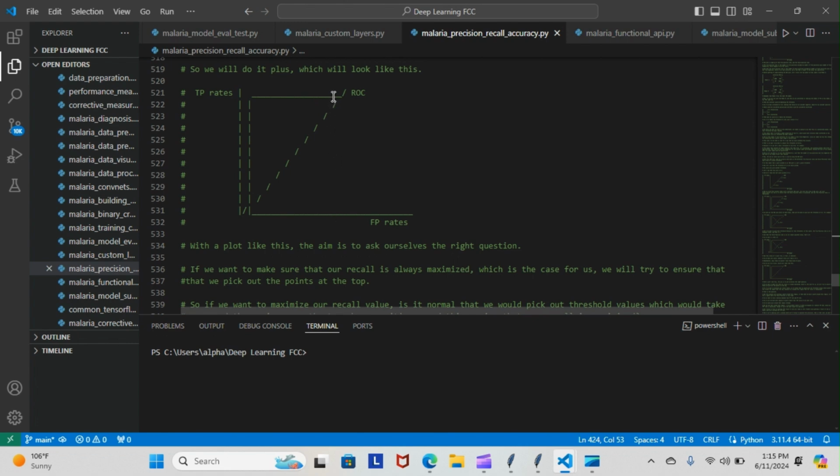So if this was our point here, we would trace it all the way down. You can see if we trace it all the way down, it would give us a high false positive rate, as opposed to picking something near the curve here. You can see if we trace it all the way down, it would give us a very low false positive rate.